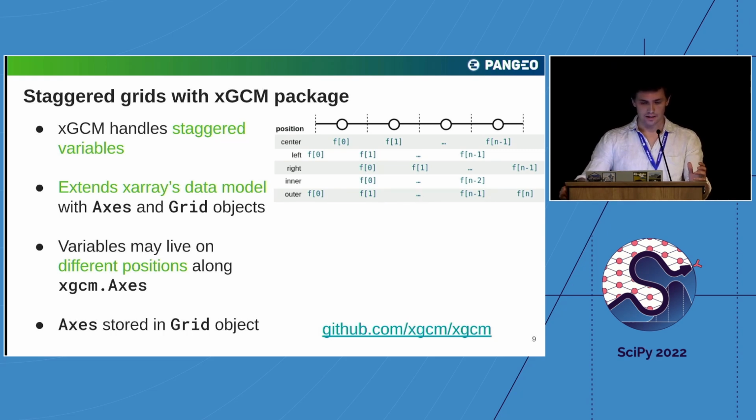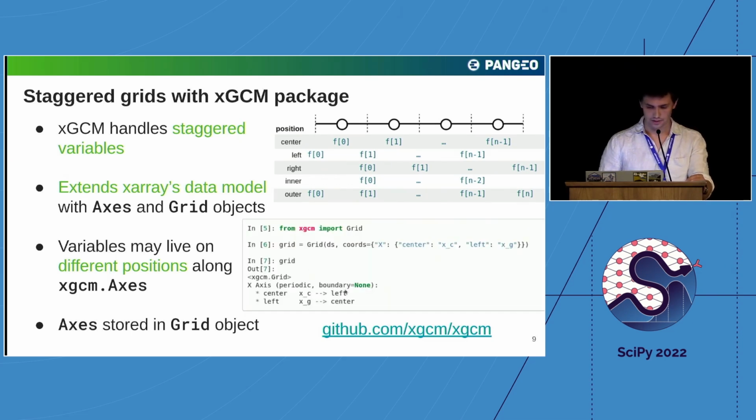So essentially, it's difficult to handle these kinds of variables within X-Array's data model alone. So you have to extend X-Array's data model to add additional information about the exact grid positions on which data lies. And what matters is their relative positions. For example, the temperature might lie on the center of a grid cell, while the velocity might lie on the left-hand side of a grid cell. And then we store this information for all our different axes, in our case latitude, longitude, time, in a grid object, which has a simple representation like this. And this is what the XGCM package does.